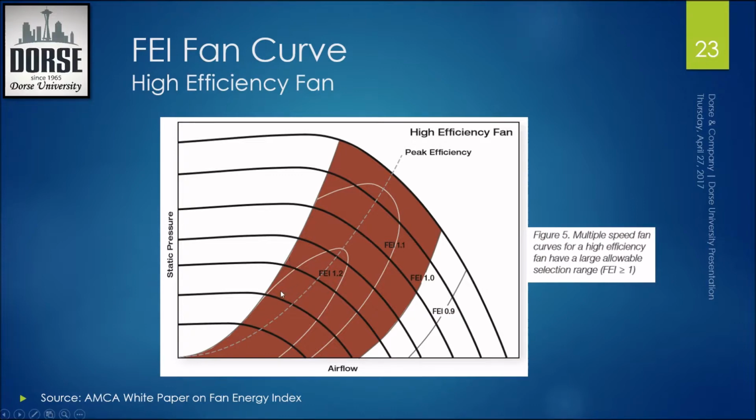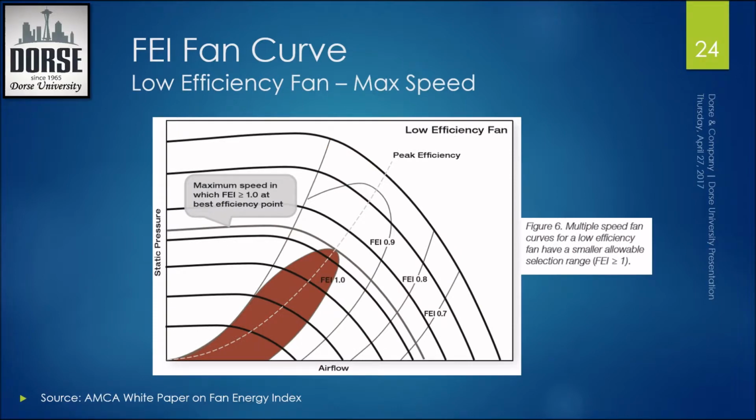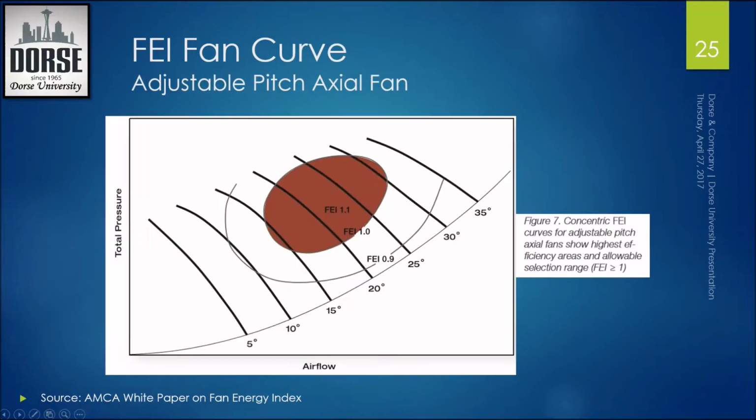And you'll see here it's ISO efficiency plots that you can select between. And here's a lower efficiency fan where you're going to have this max speed be lower than the actual max speed of the fan. Here's maybe an adjustable pitch axial fan. Instead of a whole zone, you have an isolated area.